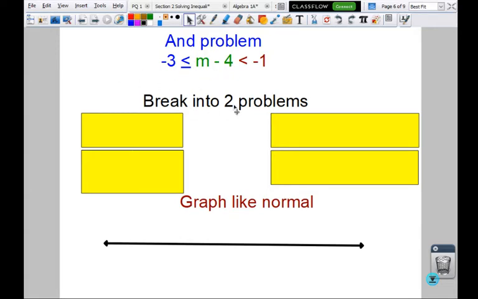Okay, so on this problem, -3 is less than or equal to n minus 4, which is less than -1. You see how I have the two inequalities right here? Whenever you see two inequalities, it is automatically an and problem. It's always and when there are two inequalities. And the way I solve this is I break it into two smaller problems.